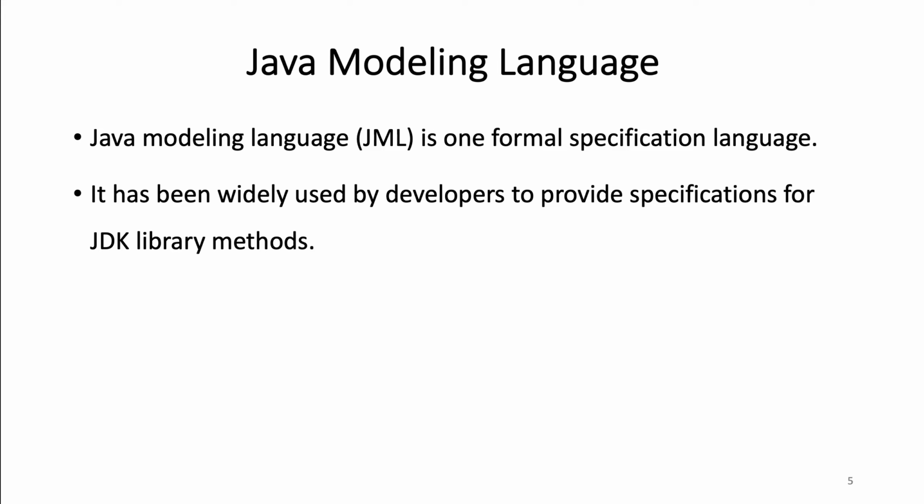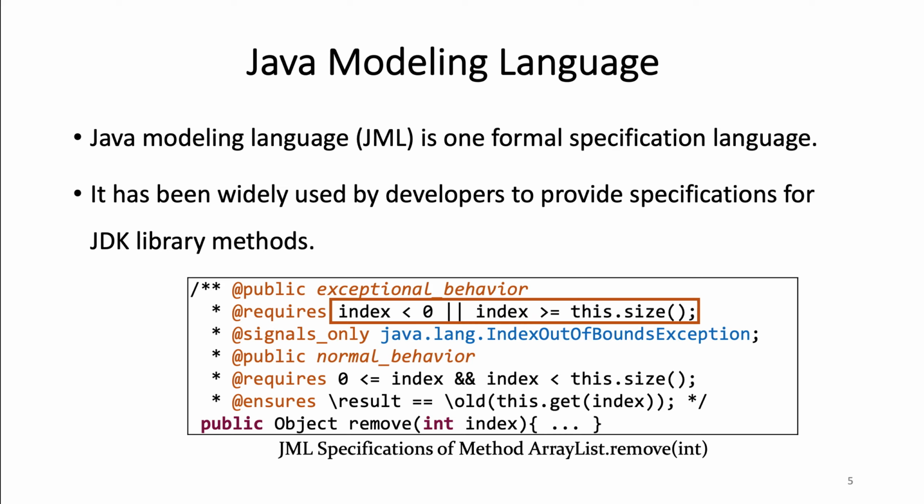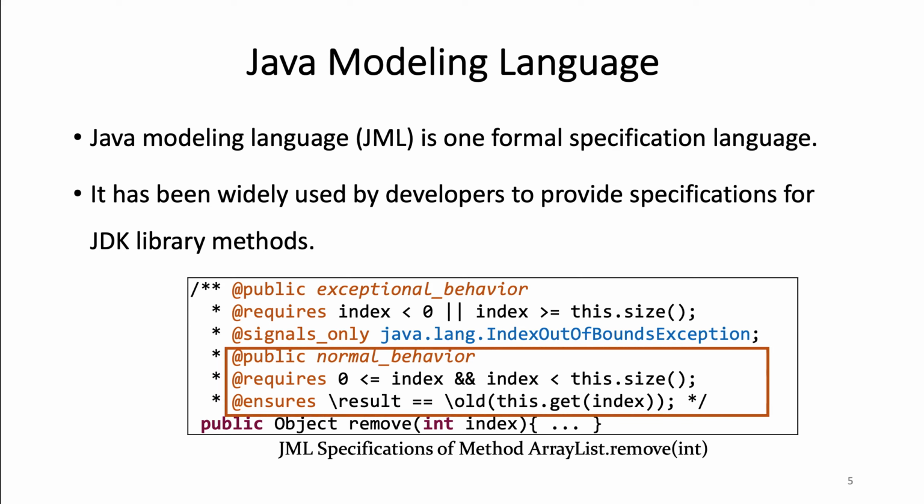Here is a typical example. The part under the tag exceptional_behavior describes the exceptional behaviors of this method. The formula that follows the requires tag is the exception trigger condition, and the one after signals_only is the corresponding exception type. The part under the tag normal_behavior describes the normal behaviors of this method. The formula after ensures describes the execution effect of this method.